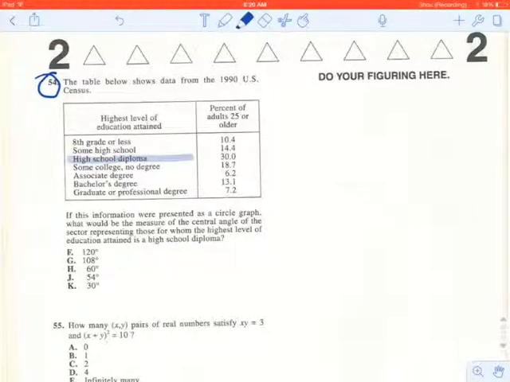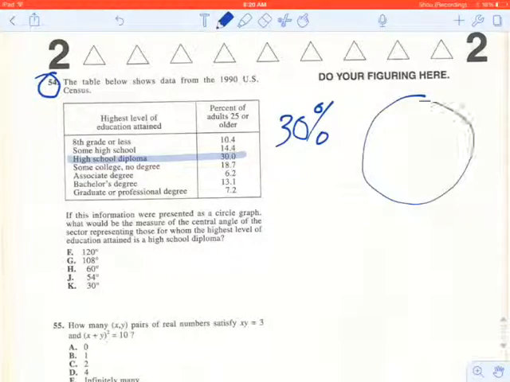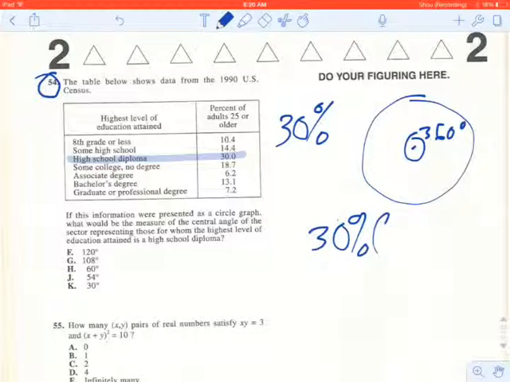Okay, so we're looking here. High school diploma, and that's 30%. Okay, so there are two ways that you can do this. High school diplomas represent 30% of the whole, right? So if we were doing this in a circle graph, we know that the total number of degrees here is 360. So we can take 30% of 360. So that will be 0.3 times 360, and that gives us 108.